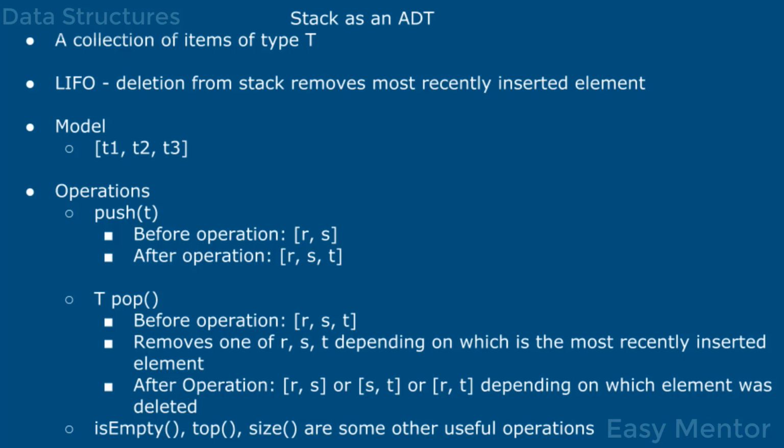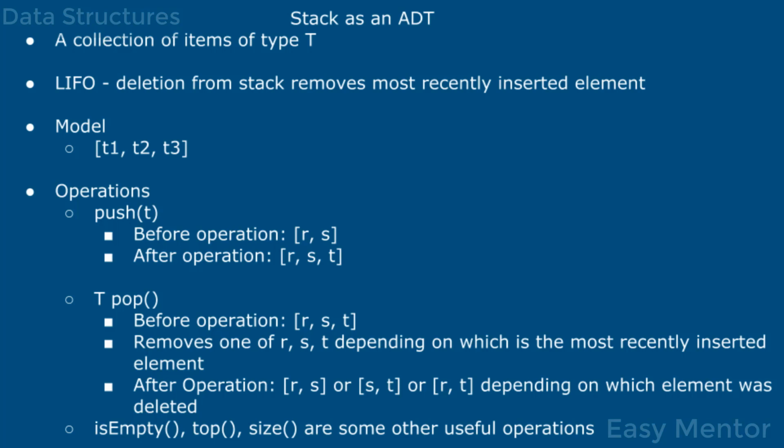Along with that, you can also define a size which will give you the number of elements present in the stack. And these 3 operations form the minimal set of operations. Every other operation can be represented in terms of these operations. For instance, if you want to get the top element of the stack, you can do a pop, get the topmost element, and push it back again. So top can be implemented in terms of push and pop.